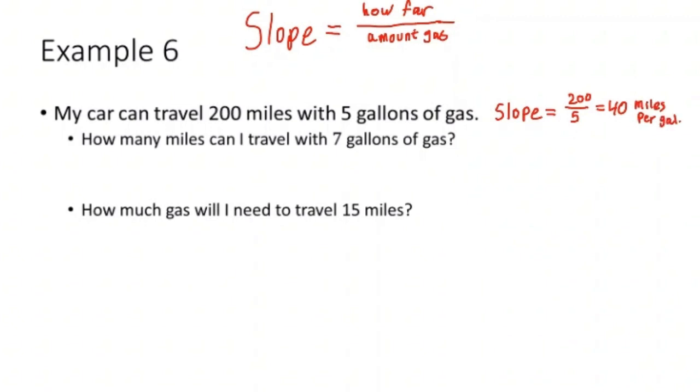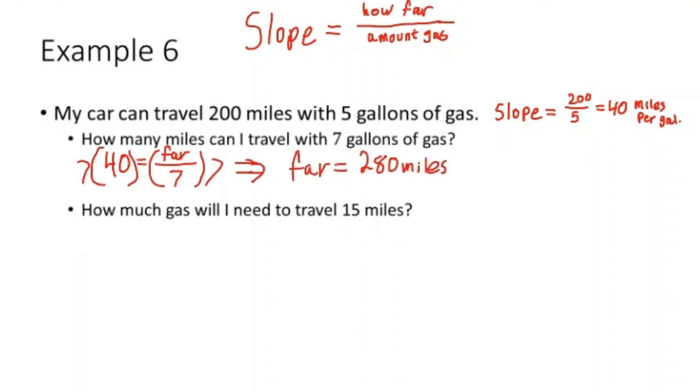How many miles can I travel with 7 gallons of gas? Our slope, 40, we know has to equal how far we can travel over how much gas I have, which is 7. Now I have a little mini equation. If I multiply both sides by 7, I get that the distance I can travel is 280 miles.